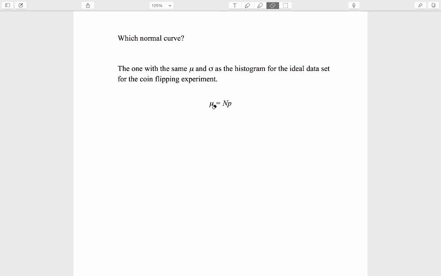For a normal curve, there's a notion of mu, the notion of population mean. But for these binomial experiments, these sequences of n independent Bernoulli trials, there's also a notion of mu. There's also a notion of the mean. The mean of an ideal data set is the same thing as the expected value. And when the experiment consists of n independent Bernoulli trials, that expected value, that mean, is exactly n times p. We also have a nice formula for the standard deviation, square root of n times p times 1 minus p.